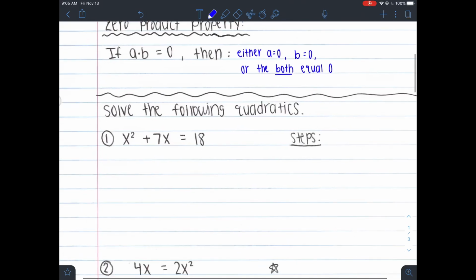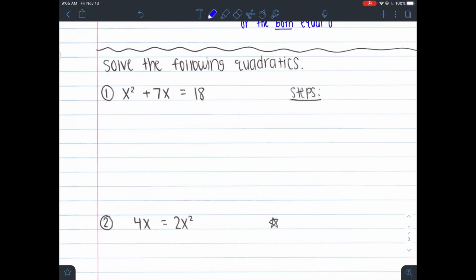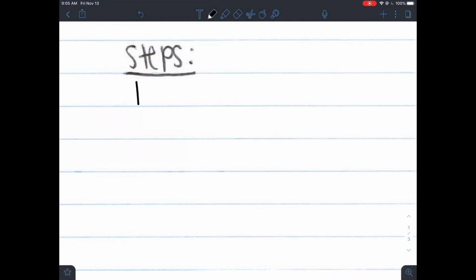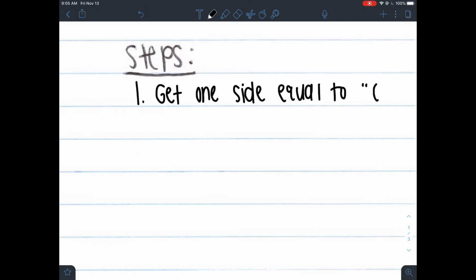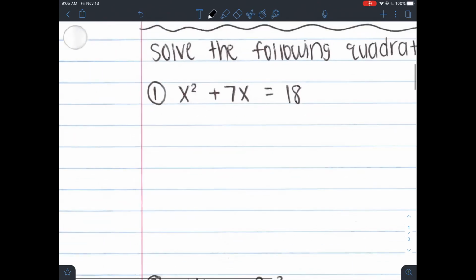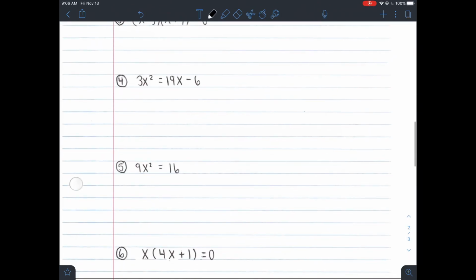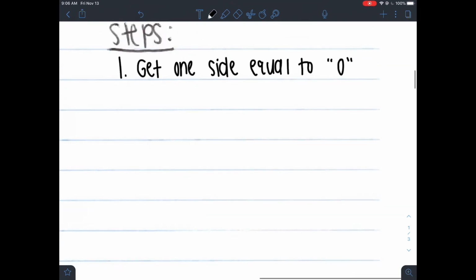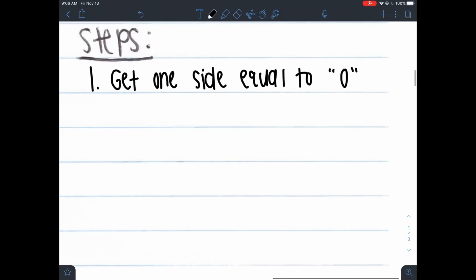I'm going to go through number 1, but the first thing I'm going to do is show you the steps first. Step 1, the first thing you want to do is get one side equal to 0. As you notice, most of these are equations, there's equal signs there. But we want one side to be 0. So we want everything on one side so that one side is equal to 0, kind of like when we're graphing.